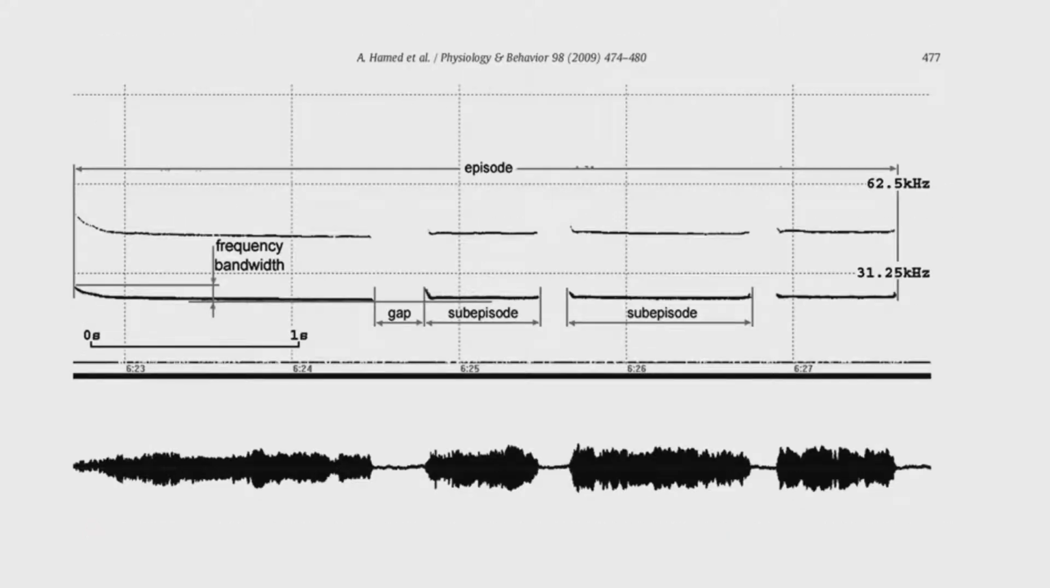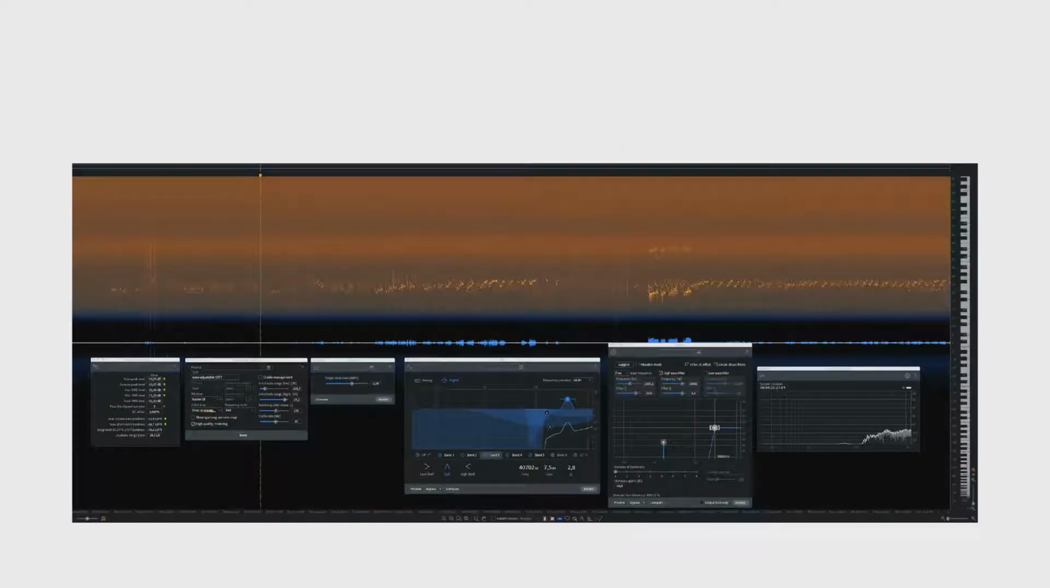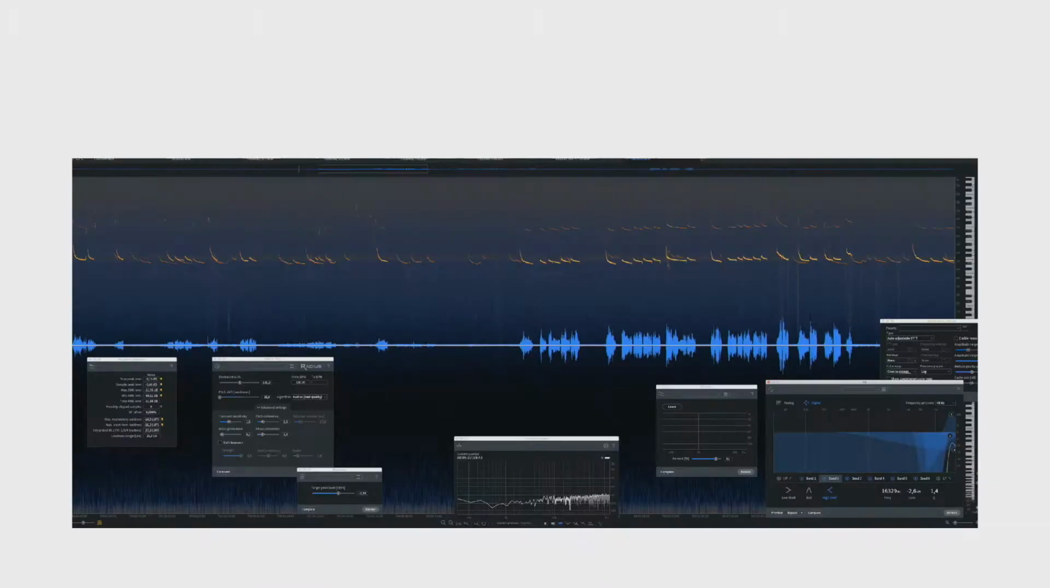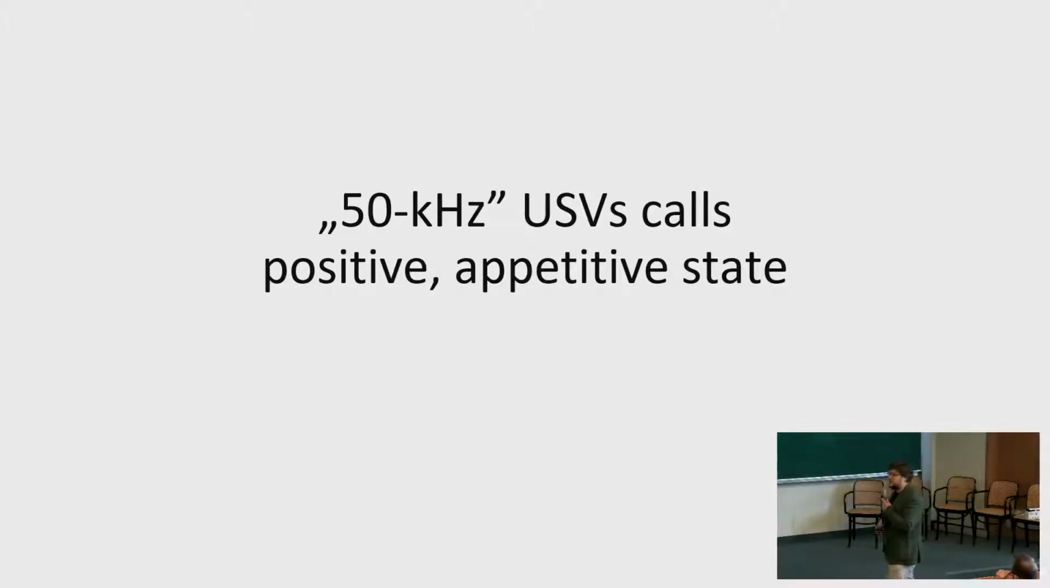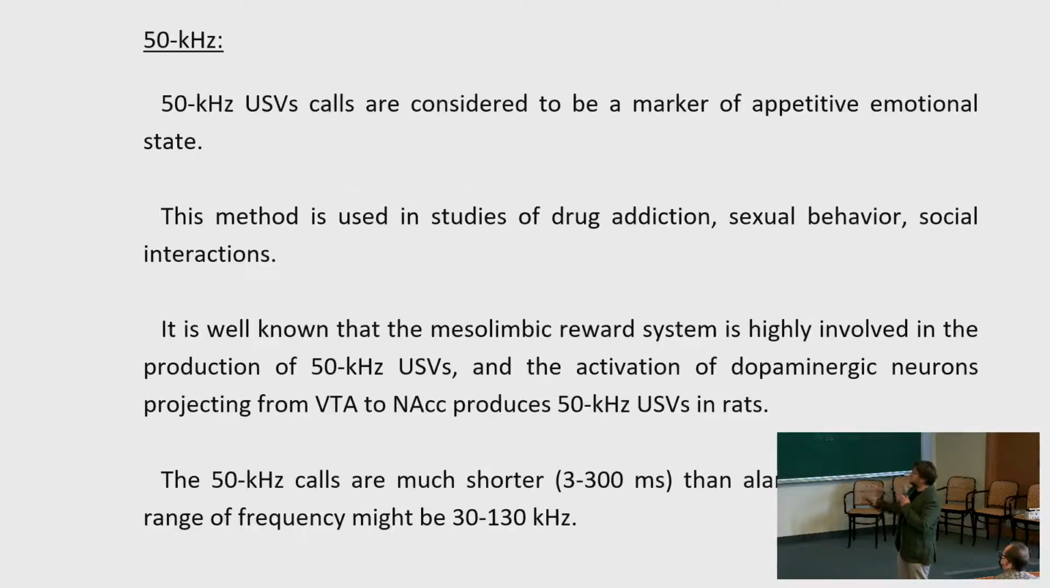There is another part. Here is more than 2 minutes of those sounds. All right. So the second band of ultrasounds is 50 kilohertz. It reflects a positive, appetitive state.